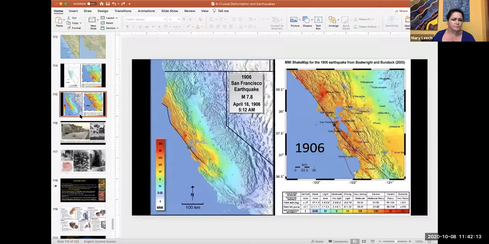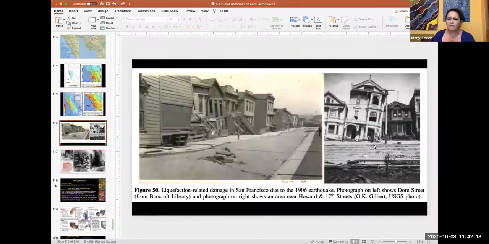Here's some pictures after 1906 showing evidence of liquefaction. So you see the tilted buildings or maybe soft stories. I don't know if these had garages under them. Maybe there are a lot of soft story buildings in San Francisco, but this tilting and them falling off their foundations, that's related to liquefaction.